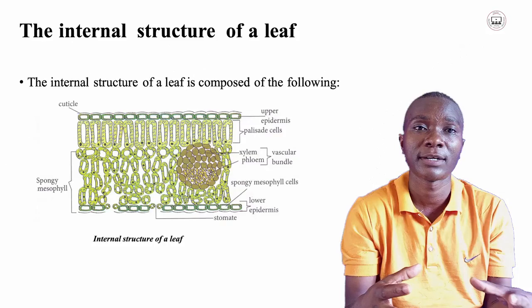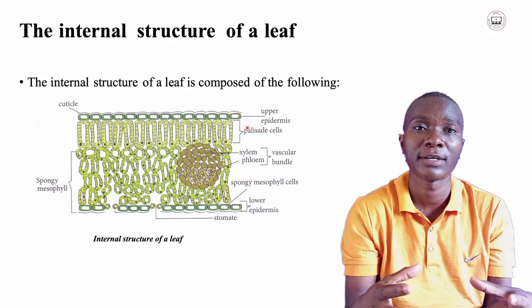Now, upon discussing the external structures of the leaf, I hope you are familiar with all the parts of the leaf. Now, let's discuss the internal structure of a leaf. The internal structure of a leaf is composed of different parts. The first one we have to look at is the cuticle. As you see here, it is found on the upper part of the leaf. Then just beneath the cuticle, we have the upper epidermis.